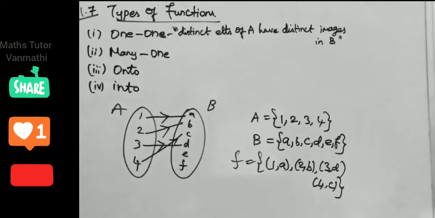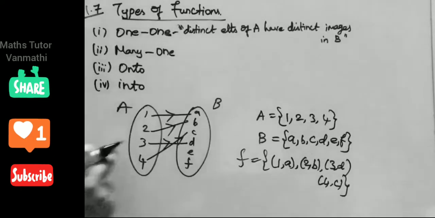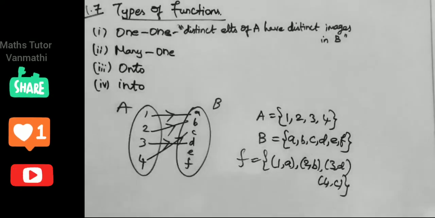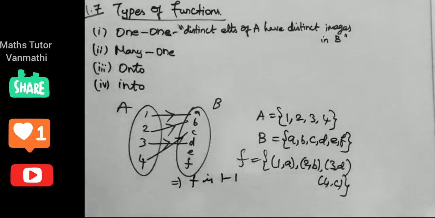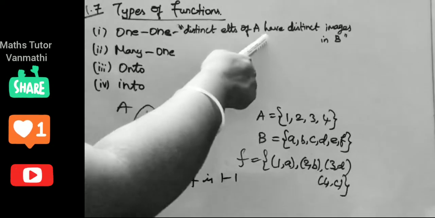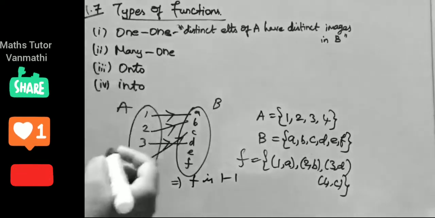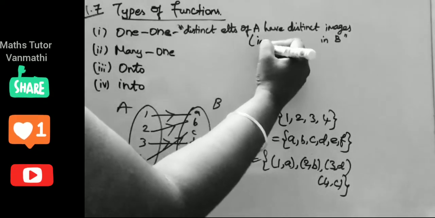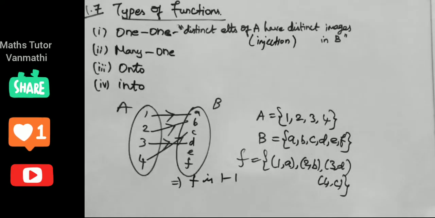From this, it is clear that every distinct element in A has a distinct image in B. Now, from this itself we can say, which implies, f is one to one. The function is one to one. So, by using this example, it is clear that distinct elements of A have distinct images in B. This is called a one to one function, and the other name for this is injection.